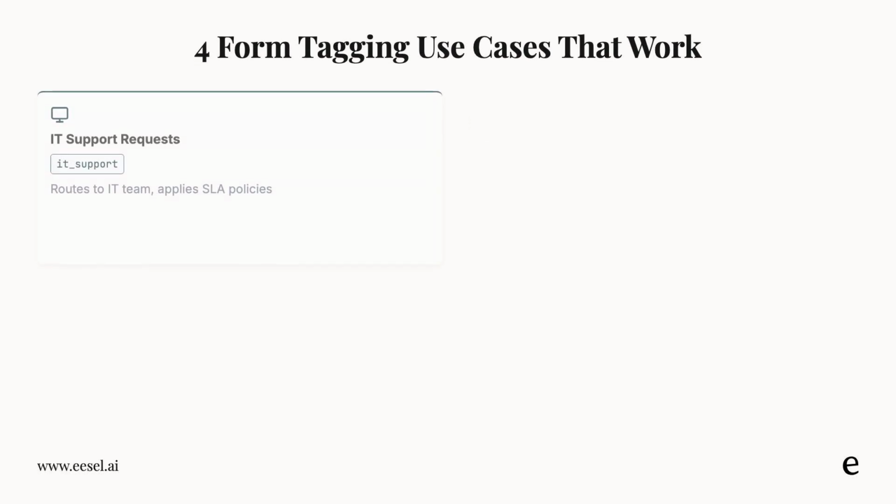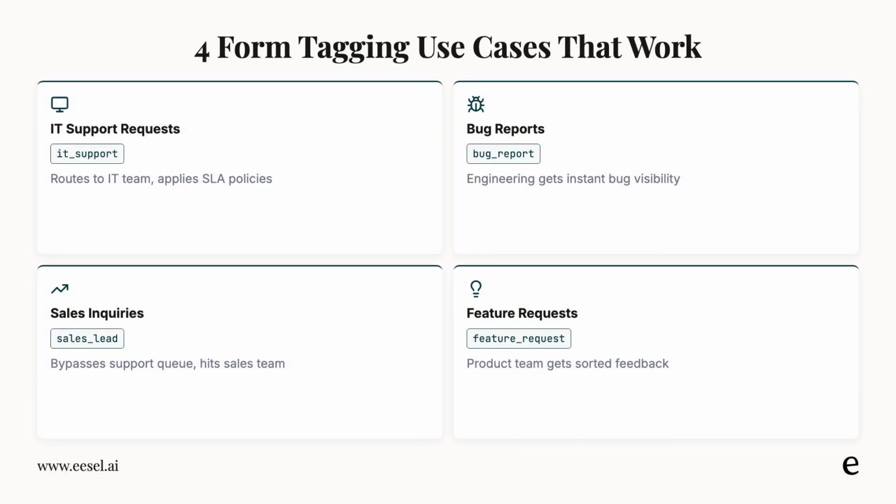The same pattern works across every team. IT support tickets get tagged and routed to the IT group automatically. Bug reports go straight to engineering. Sales form submissions bypass the support queue entirely. And product feedback lands in a dedicated view for product managers, all without any manual sorting.